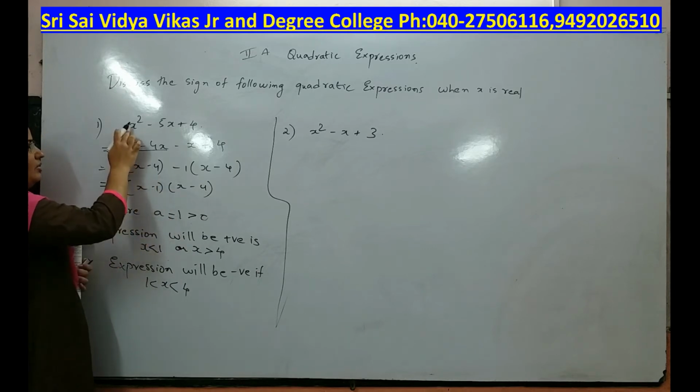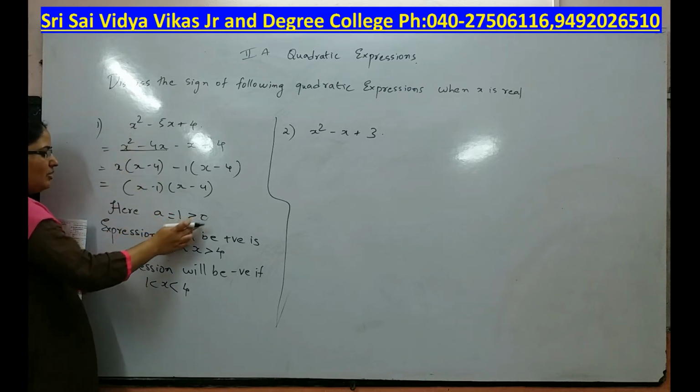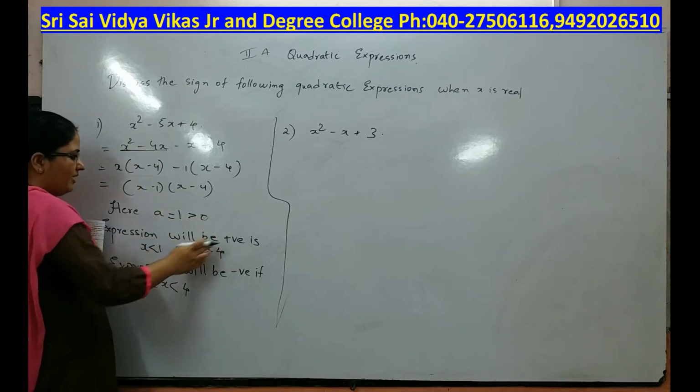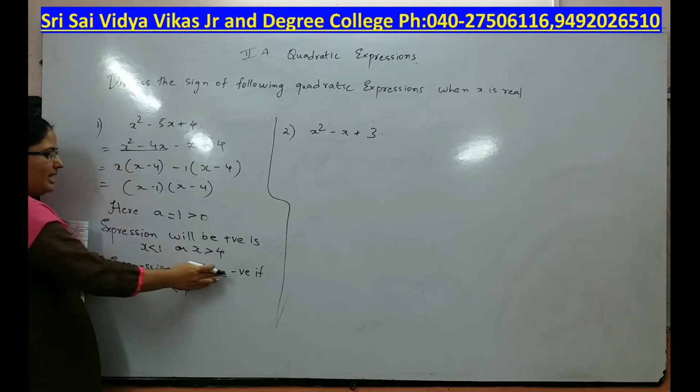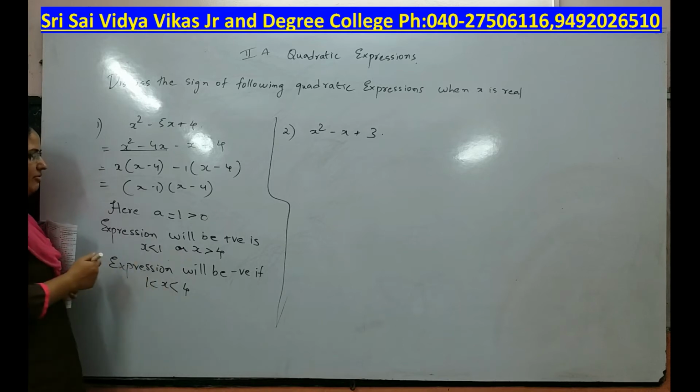Here the value a is 1. a is the coefficient of x square. a is 1 which is greater than 0. Expression will be positive if x is less than 1 or x is greater than 4. Expression will be negative if x lies between 1 and 4.